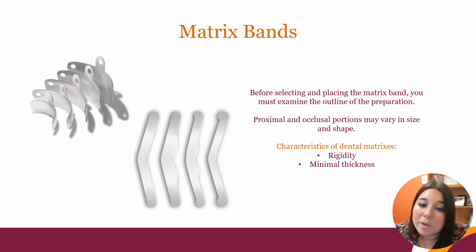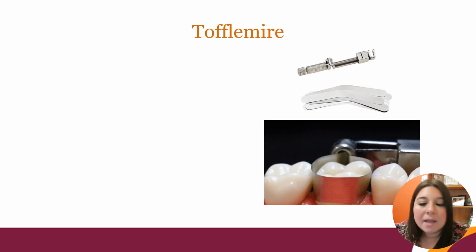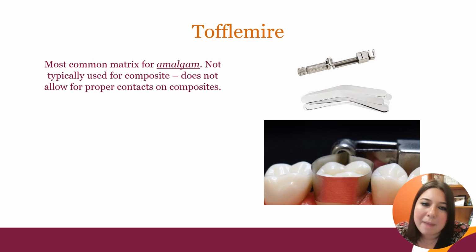Minimal thickness though. We don't want it to be super thick or else it's not going to fit in between the teeth. So it has to be strong, but stay relatively thin to where it's going to be able to slip through the sides of the teeth. Flexible. We do need it to be flexible because every tooth size and shape is different, so we need it to conform to the teeth. It needs to be compatible with the type of restoration we're doing. It needs to be stable, not moving around while replacing the restoration. And then optimal transmittance. We want to make sure that we can still get a curing light to reach the contents inside of the band. So a Tofflemire, like I mentioned before, very common in amalgam restorations.